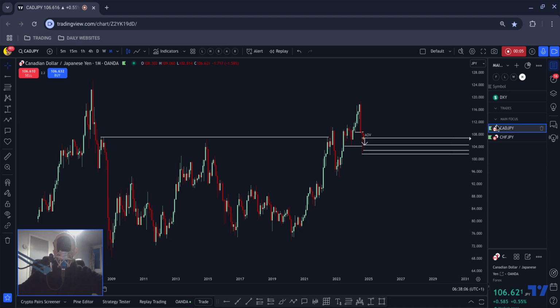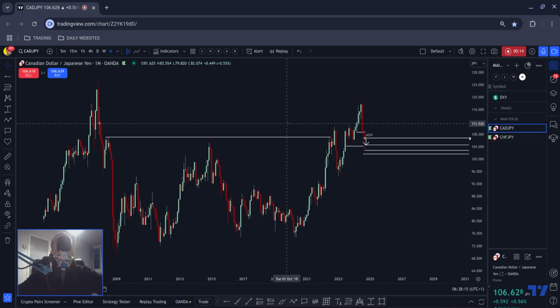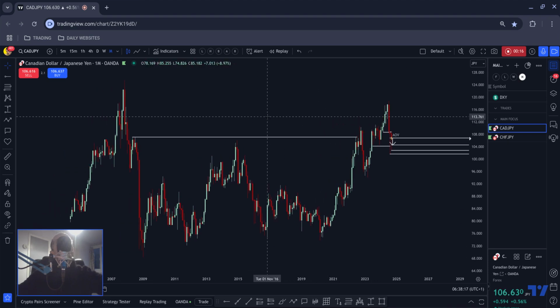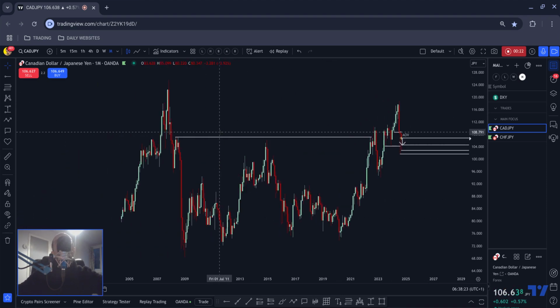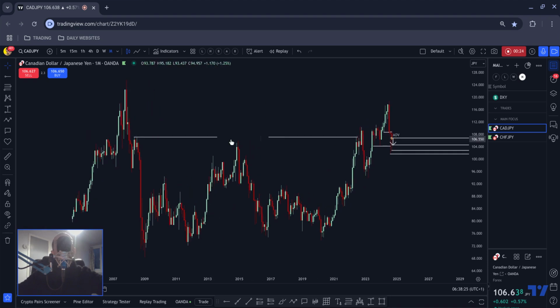So this morning I have two pairs on watch, and those are CAD yen and Swiss yen. My favorite of the bunch, I believe, is CAD yen. I'm going to break this down from the higher time frames. Not the most typical of higher time frame structures, but there is context to it. So I'll try and break that down now.